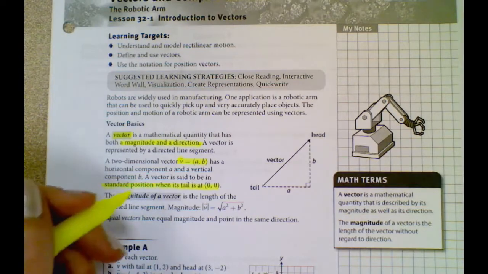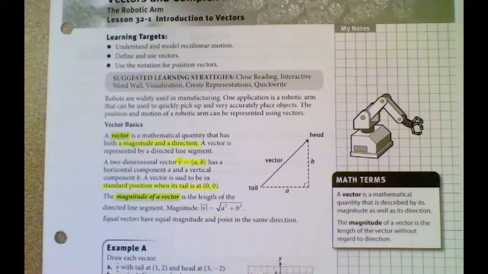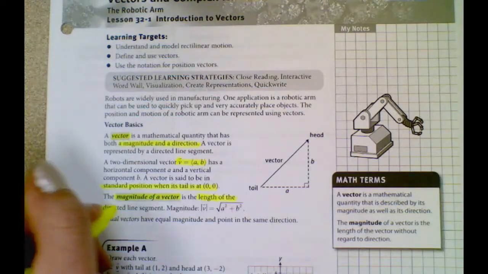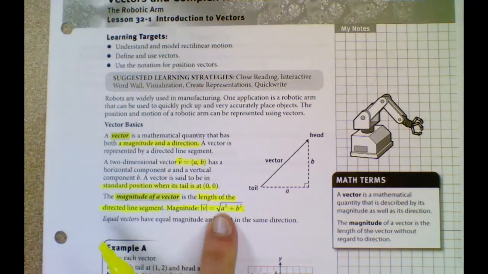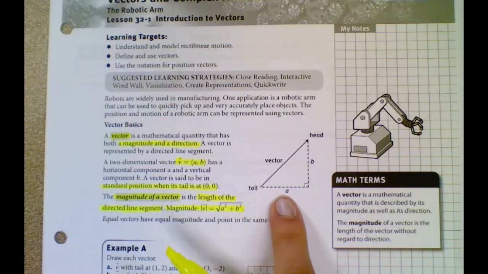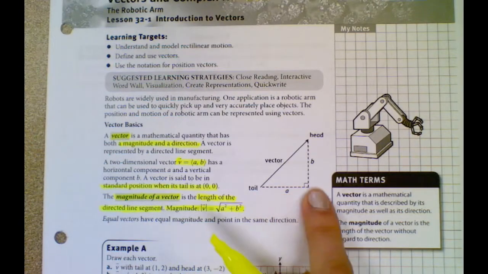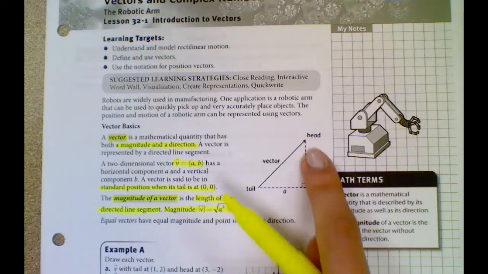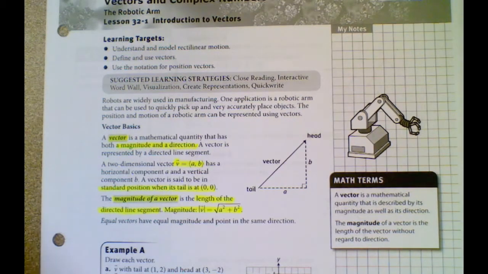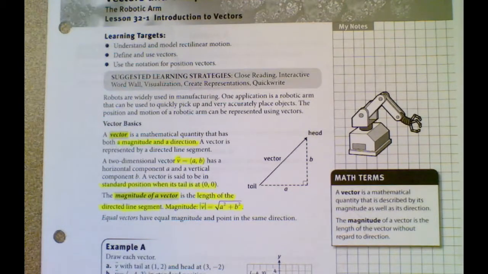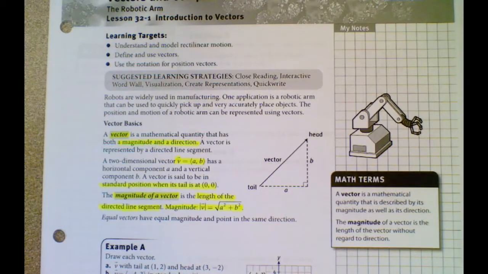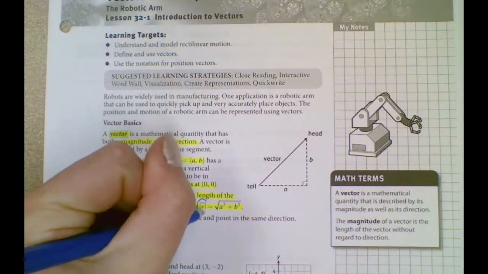The magnitude of a vector is the length of the directed line segment. So it's just the length. Okay, and this is the formula. It's the absolute value of the horizontal component squared plus the vertical component squared, and then you take the square root of that. It's the absolute value because we're dealing with distance, so it's not going to be negative because it's just a length.